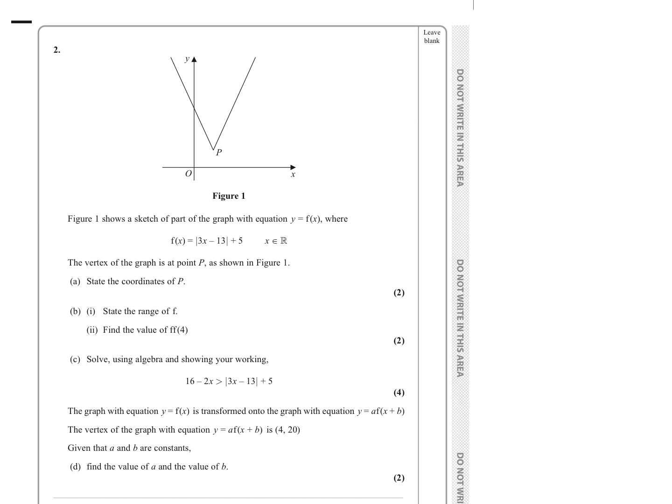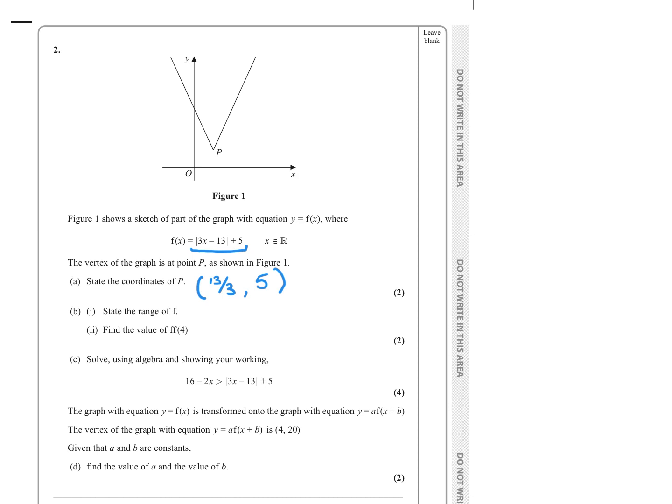Okay, question 2. This was a nice, easy question. It says, state the coordinates of P. Now, if we think about this, this is like in completed square form. Okay, so if we want to find the turning point, we just solve the modulus equals to 0. Okay, when the modulus equals 0, what does x equal? 13 over 3. And then obviously our y coordinate is 5.